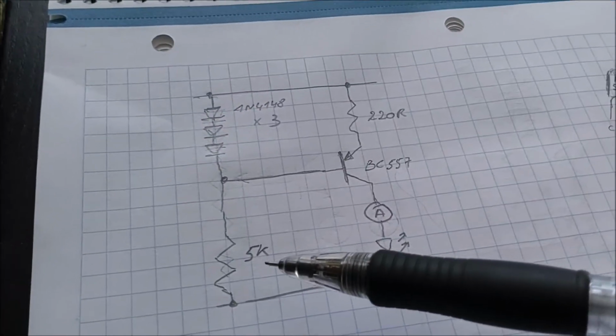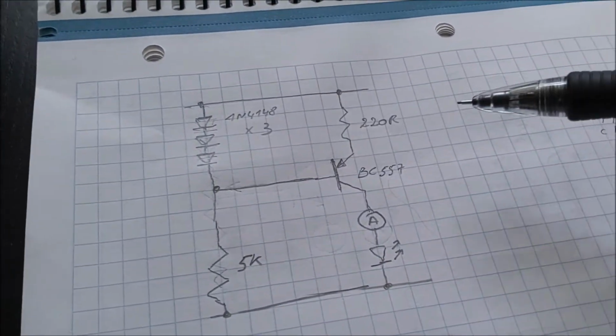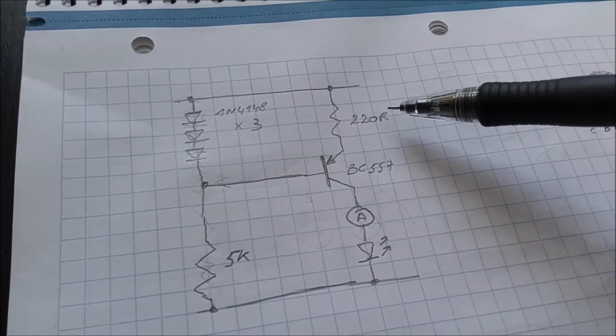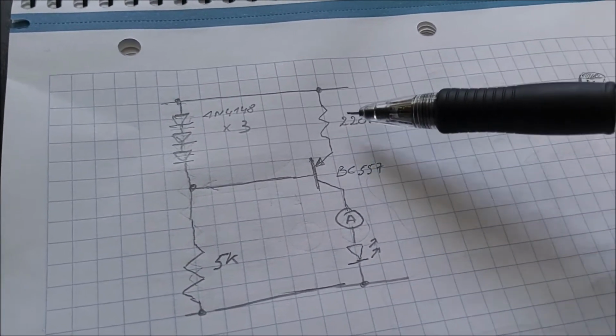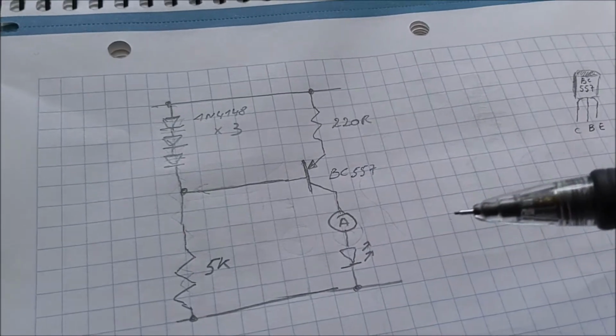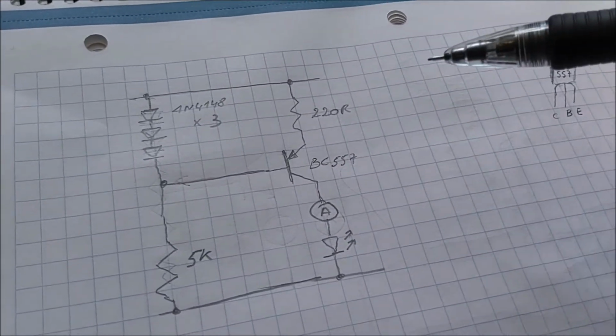I have a 5K resistor here biasing the diodes, and I have a 220 ohm resistor. This one will determine what the current will be through this circuit. And let's start with the theoretical approach.